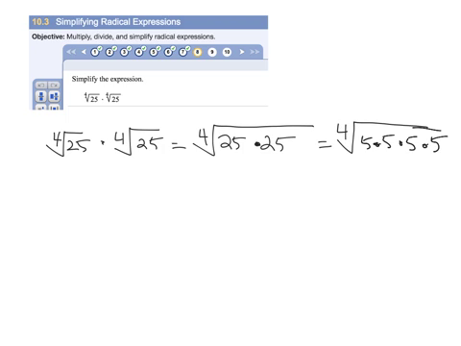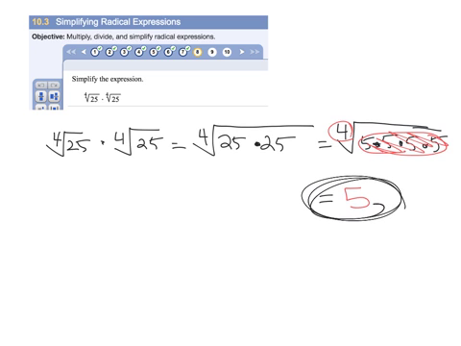All right, and then using the Duane method, the 4 says to circle 4 5s, cross them out, and write 1 down. We're left with nothing under the radical, so we just drop it. So our answer is 5.